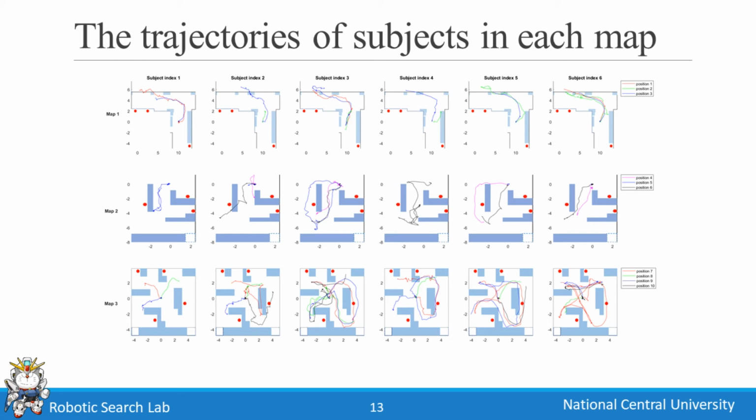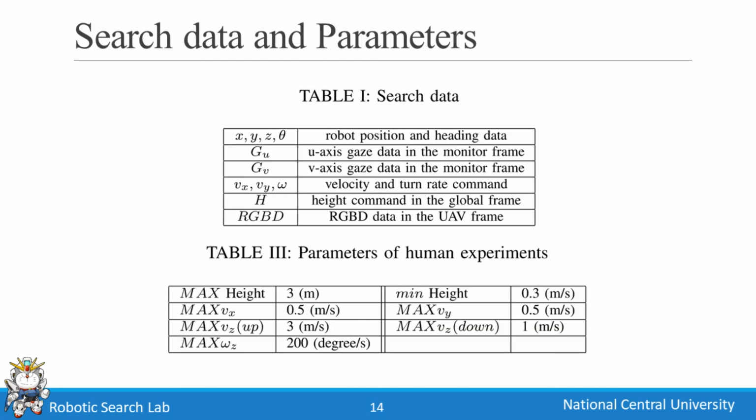Since map 3 is the most complicated of all maps, subjects need more time to explore the environment. For example, for subject number 3, number 5, and number 6, trajectories show that they try to explore the map. The search data is shown in Table 1. The parameters of human search experiments are shown in Table 3.